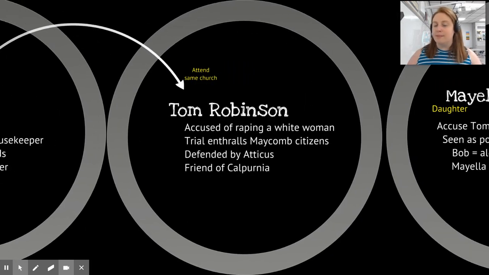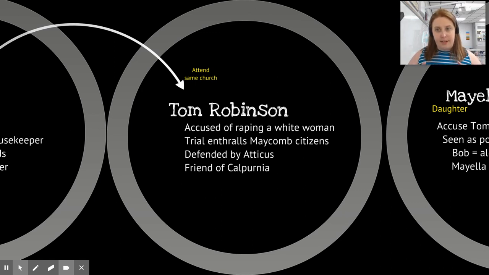Okay, so Tom Robinson, we will talk a lot about Tom, but we won't really see him in part 1. He comes in part 2, but he's very, very important. So Tom Robinson is a Black man who is accused of raping a white woman. A very hard topic. Okay, and we're gonna really go through this slowly. But the trial really enthralls Macomb citizens. Everyone's obsessed with it. Everyone wants to know what happened.